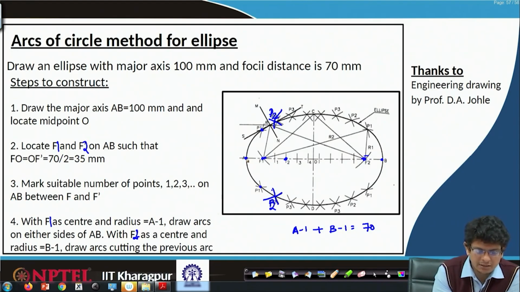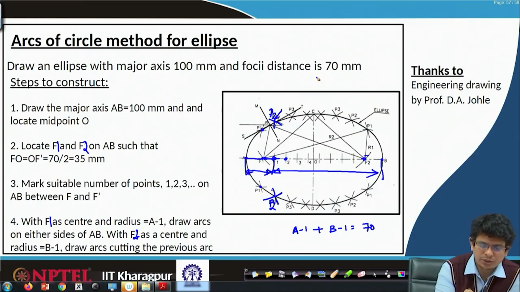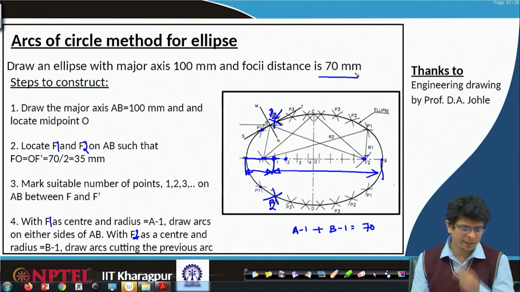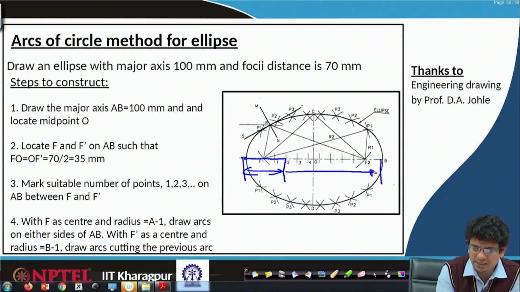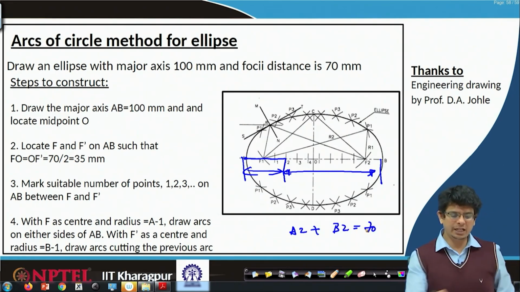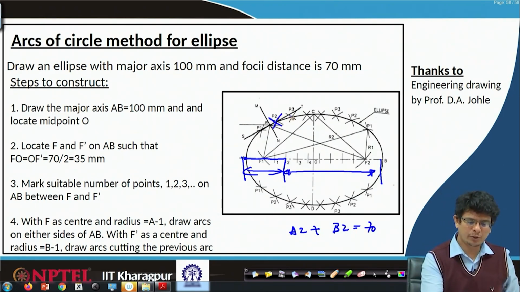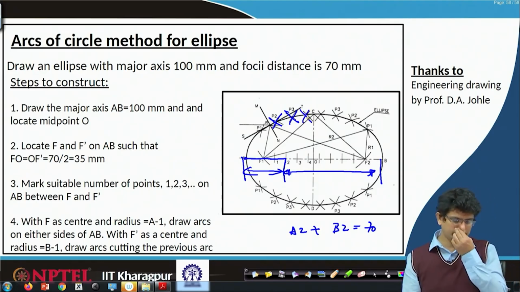Let us look at this. This is A1, and B1 is this. If we add these two distances, it is supposed to give us the major axis. Similarly, if we use the A to 2 distance and the B to 2 distance, that also consists of A2 plus B2, and that also equals the major axis. In that way, we will construct the P2 point, P3 point and so on.